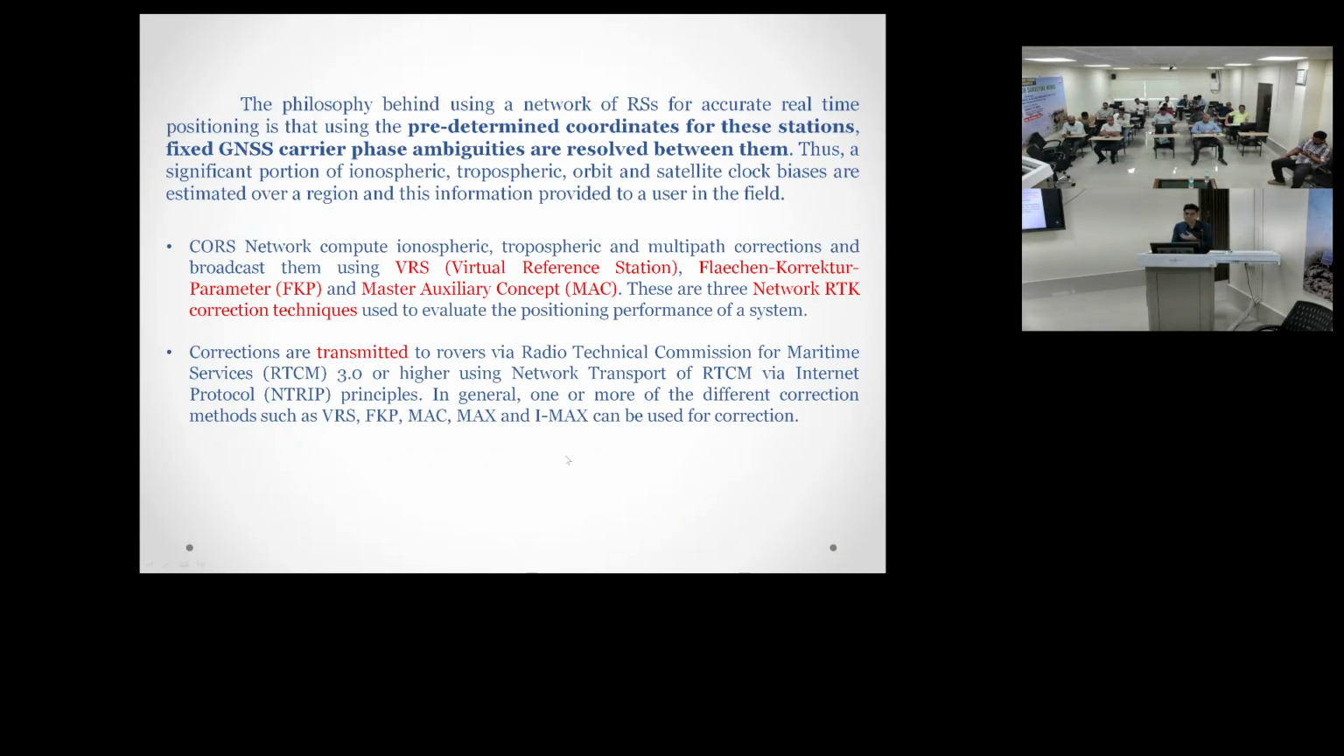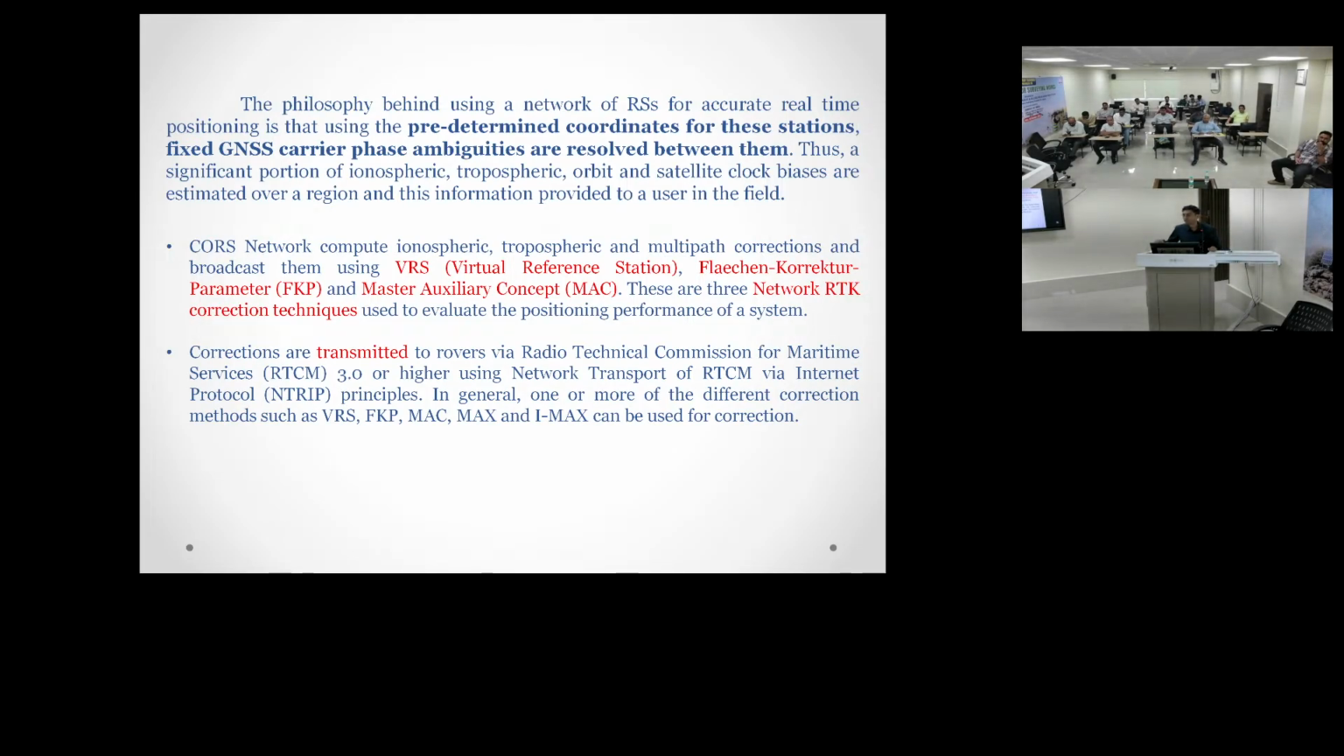A virtual reference station is created, so that's why we are getting the coordinates. The philosophy behind using a network of RSS for accurate real-time positioning is that, using the predetermined coordinates for these stations, fixed GNSS carrier phase ambiguities are resolved between them. That's why you should know that one known coordinate should be there.